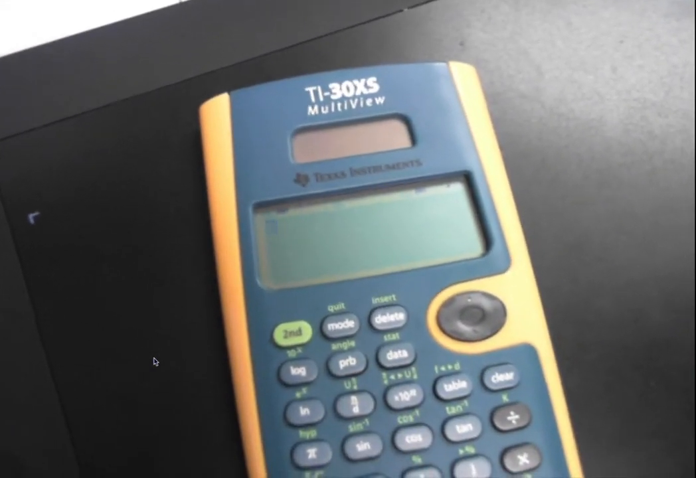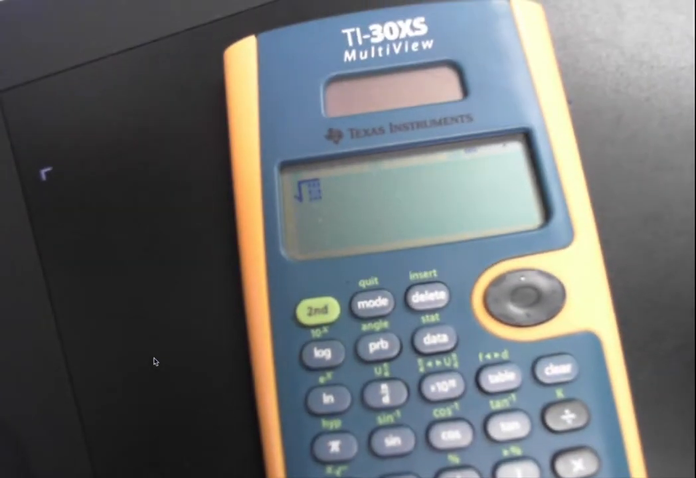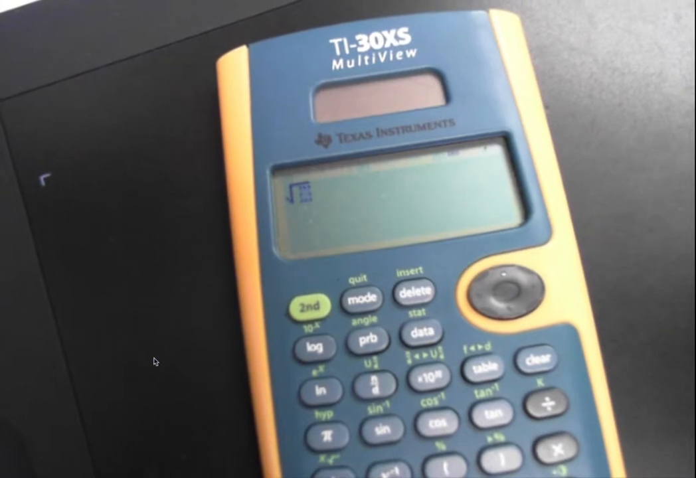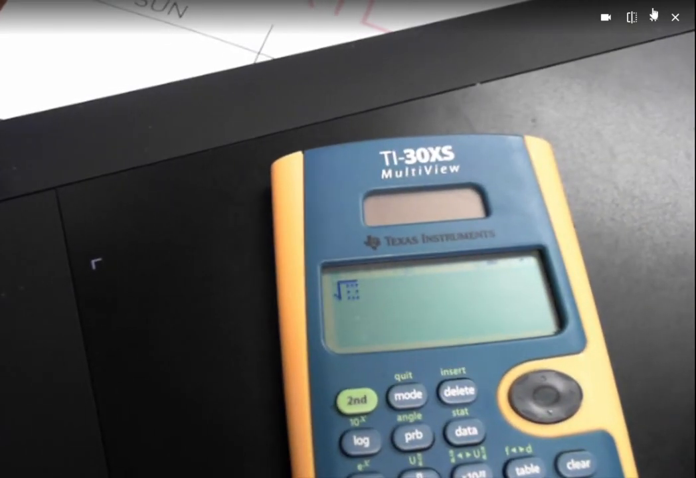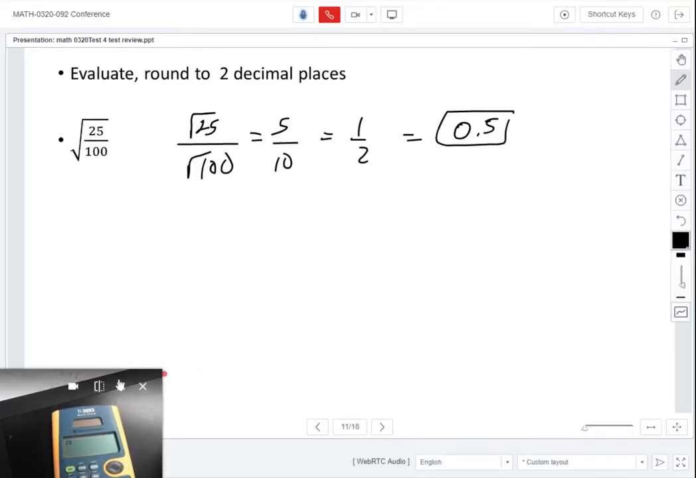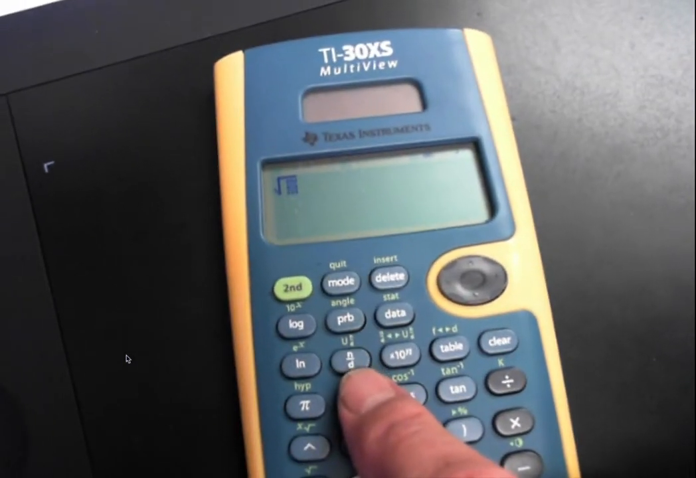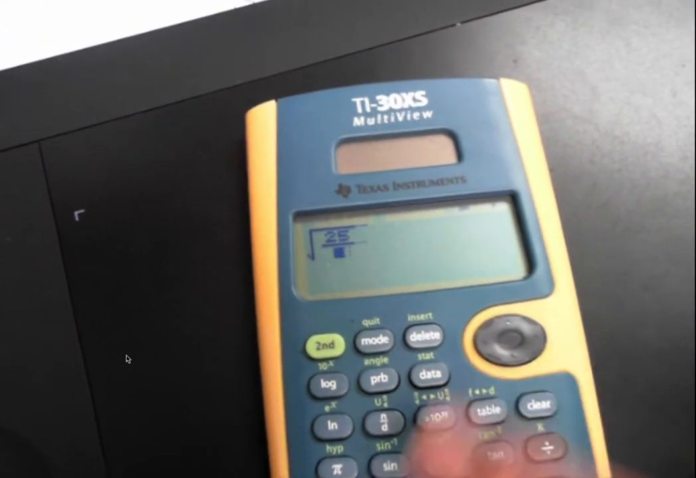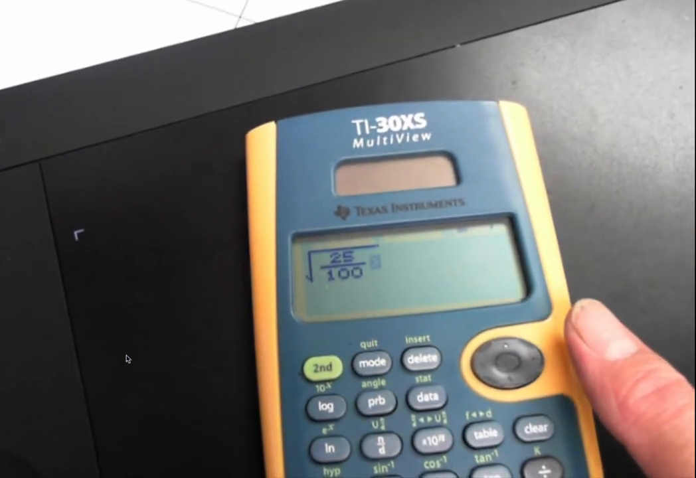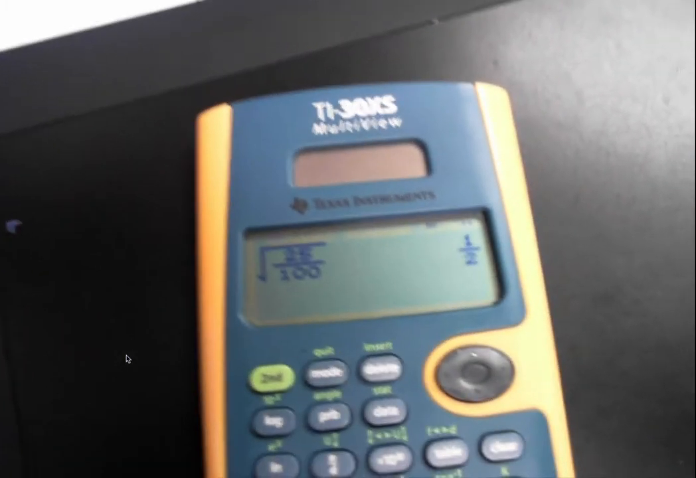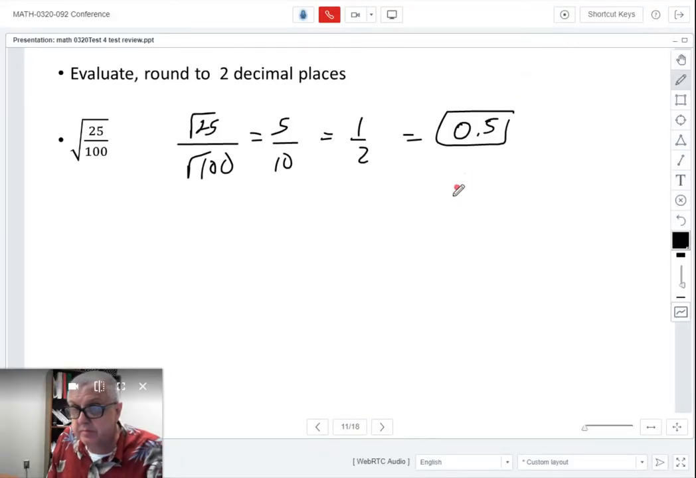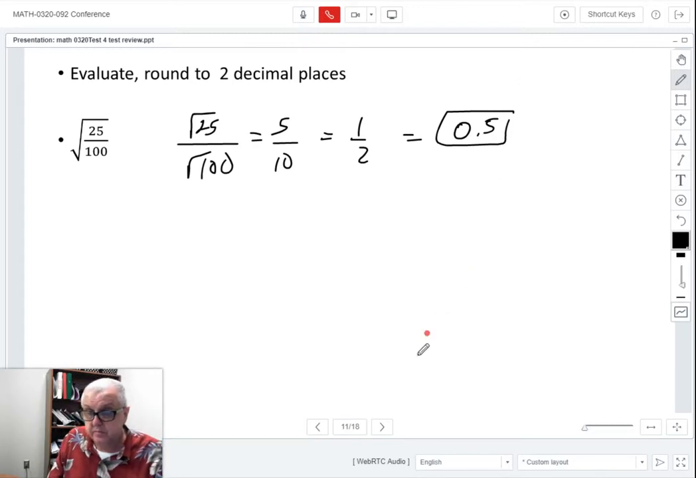This time I did the square root of, what was the problem? 25 divided by 100. Square root of, I'm going to put a fraction in there. 25 divided by 100. And I arrow out of there, hit enter, and do you see how it gives me 1/2? And the decimal equivalent of 1/2 is 0.5. All right.